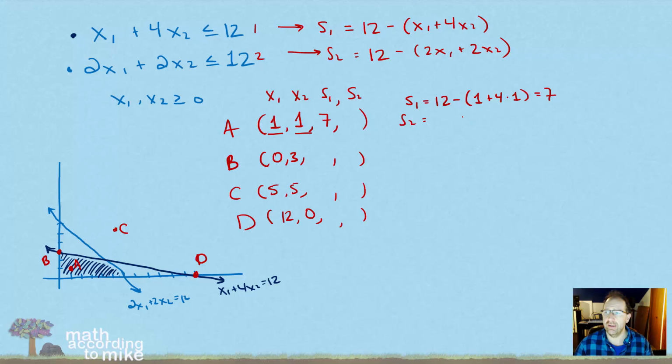S sub 2, we're again putting in 1 for x sub 1, 1 for x sub 2. Oh, I just told you the answer. 2 times 1 plus 2 times 1 is 4. 12 minus 4 is 8. So that means this is 8. Okay. That is how you find the augmented coordinates, is you just put in the x's into the formula and then you get the s's. So I'm just going to run through and finish the rest. Please make sure you get the same answers that I do. If not, let me know.